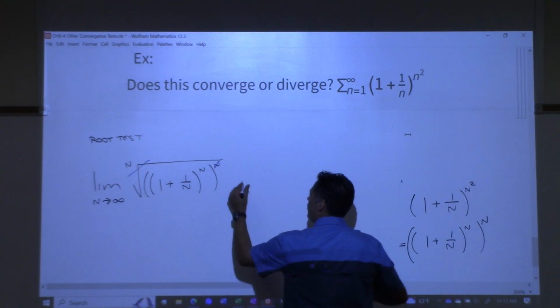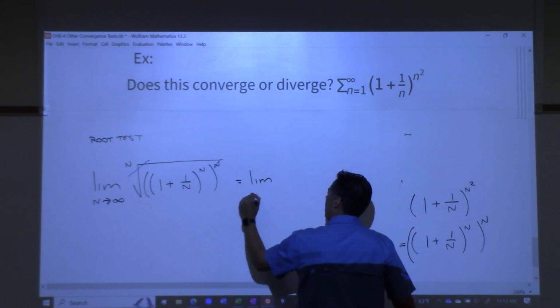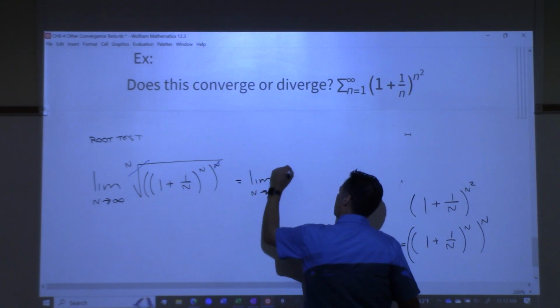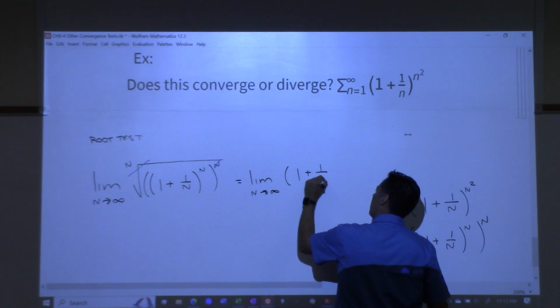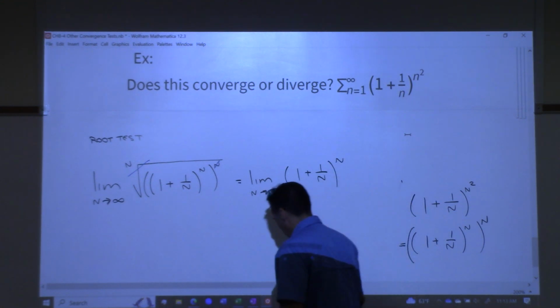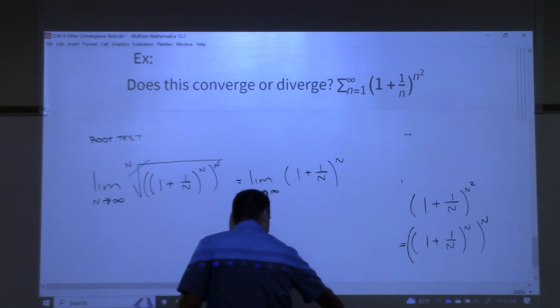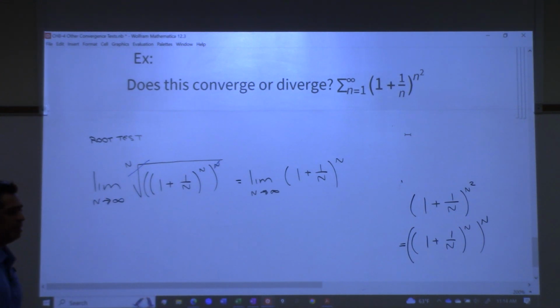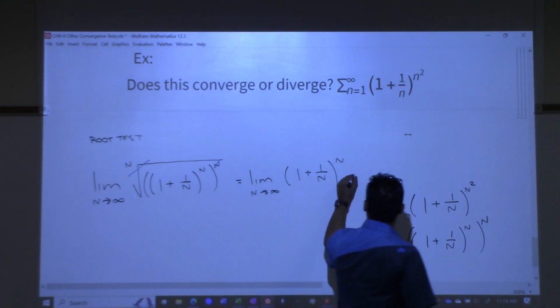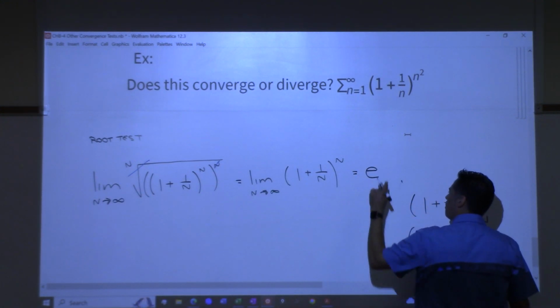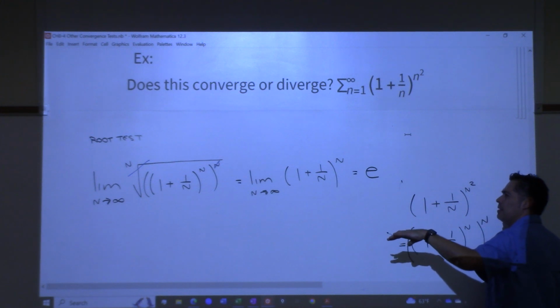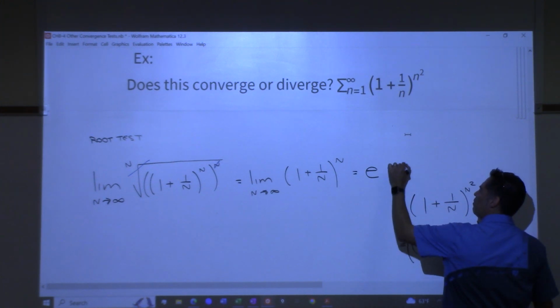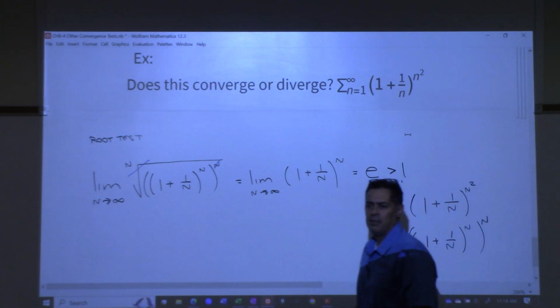And so now we're left with the limit as n goes to infinity of 1 plus 1 over n to the n. And we talked about that last class, didn't we? Yeah, that's e. That's e. Okay, so this is e without us showing any work. And e is approximately 2.7, so that's bigger than 1. So what do we have here?